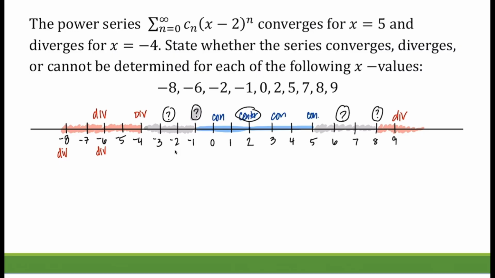We can go ahead and label that as cannot be determined. So I can put CBD, cannot be determined. At -1, we said that was that other question mark location too, that cannot be determined. At 0, 0 fell in that interval of converging. So I actually already have that written above. 2 is the center. Absolutely, every power series converges at its center. 5, well, that was given. It converges at 5. That's labeled. 7 falls in that gray area, so cannot be determined. And then 8, we don't know. That one also cannot be determined. But 9 diverges.